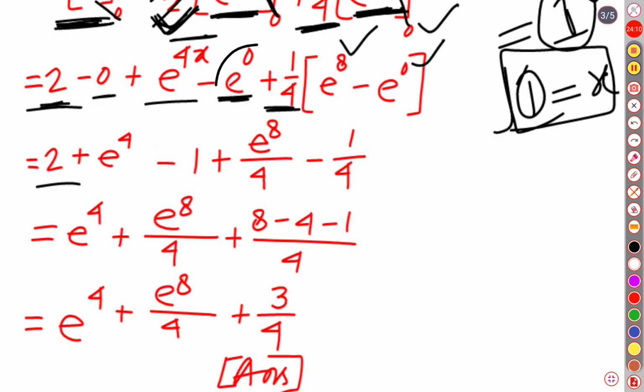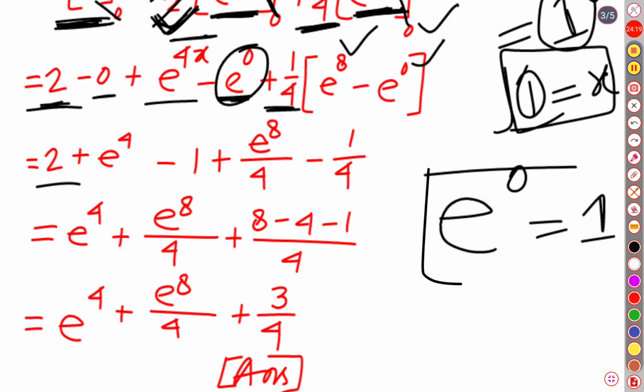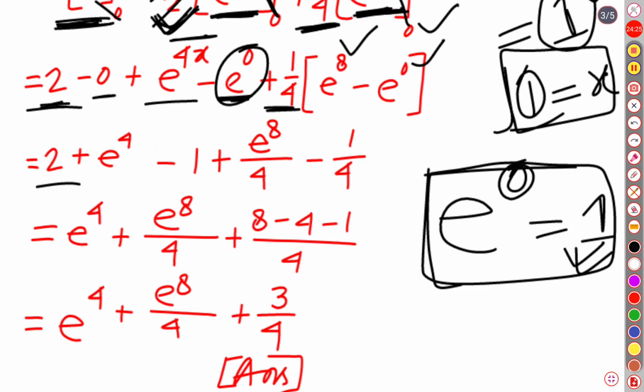Then we know e raised to 0, that means if the exponent of anything is 0, it is actually 1. So e raised to 0 is actually 1. Not only e raised to 0, but also for any number, if the exponent is 0, the value is 1. So we have written here 1. Then what about this one?